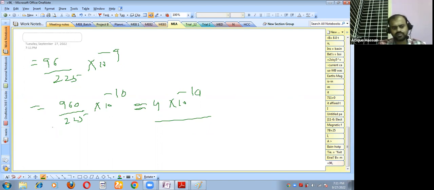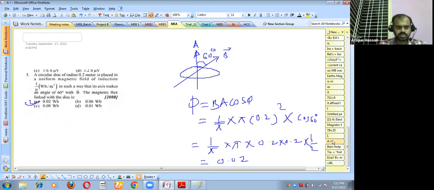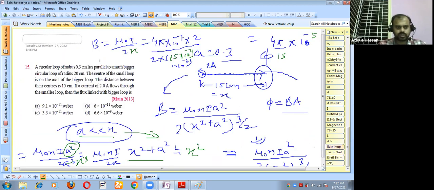Divide 960 by 225. How much are we getting? 960 divided by 225, we are getting 4.26. So 4.26 into 10 to the power minus 10. Which one is the closest option? 4.26 into 10 to the power minus 10.